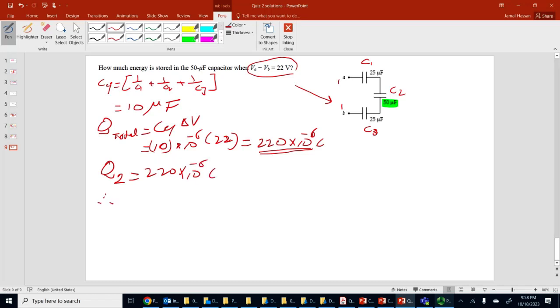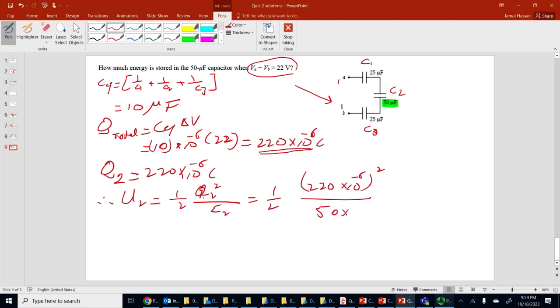Okay, so energy, we could find it, U2 is equal to half C V square, or basically just say half Q2 square divided by C2. So it's equal to 1 over 2, 220 10 to the power minus 6, we square it, and then C2 is 50, right? 50, 10 to the power minus 6. So this should give you some joules.